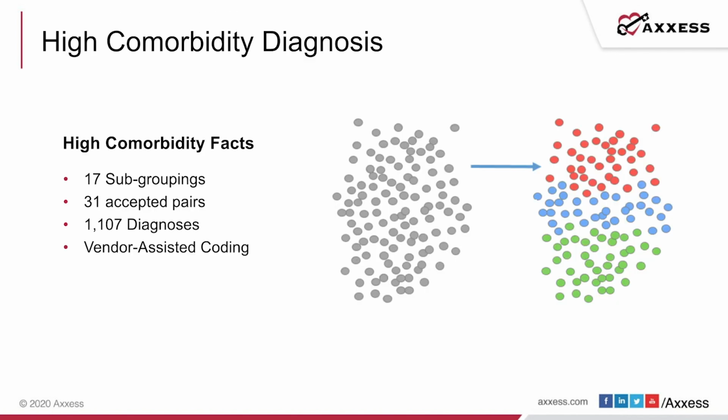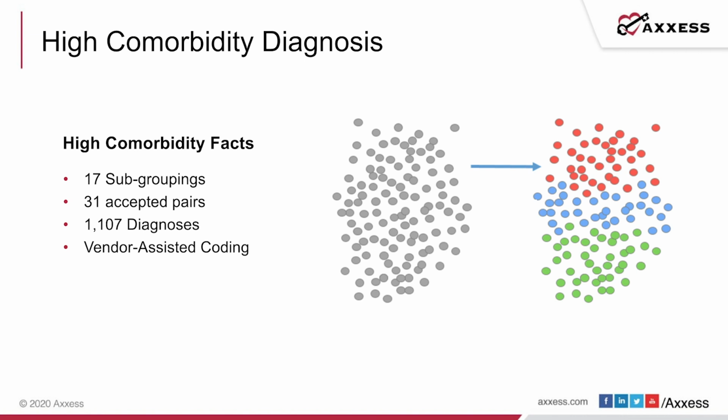Now, the high comorbid adjustment comes from taking 17 subgroupings of diagnoses and putting those into certain pairs. There are 17 subgroupings like the Neuro 3, whatever we just saw a minute ago, and those groupings are now paired into 31 different accepted pairings to reach this high comorbidity adjustment.